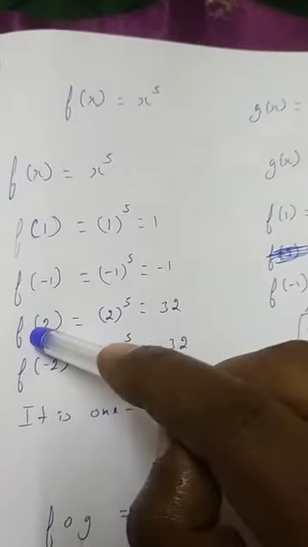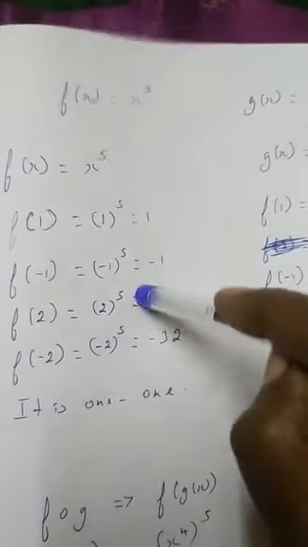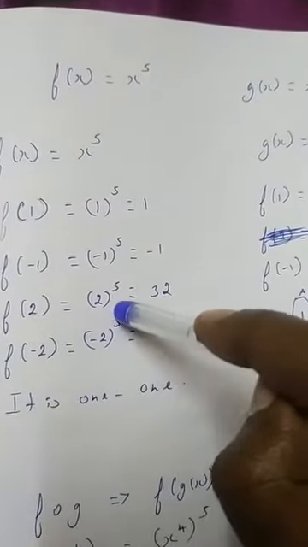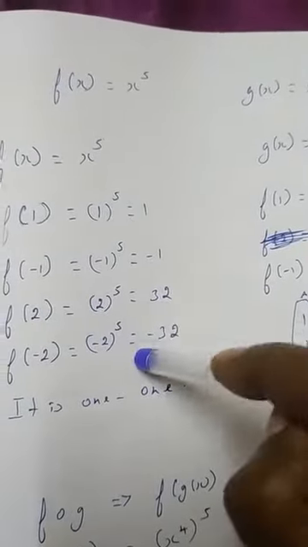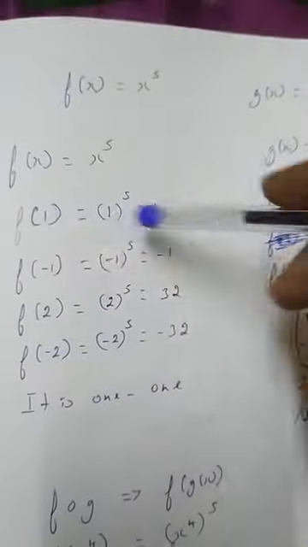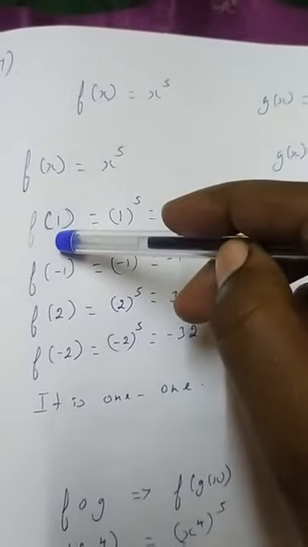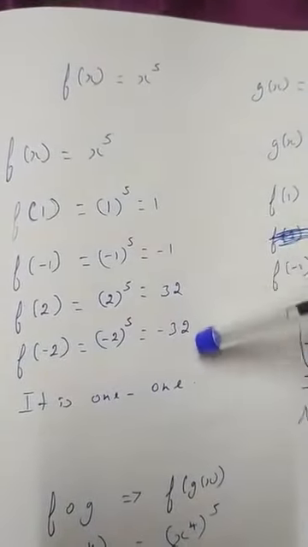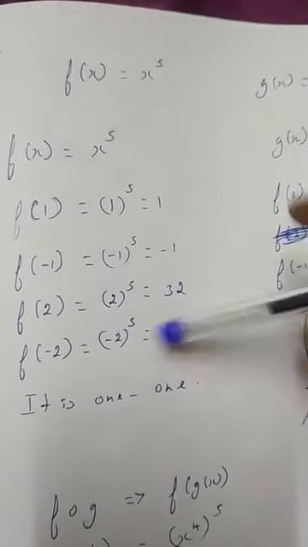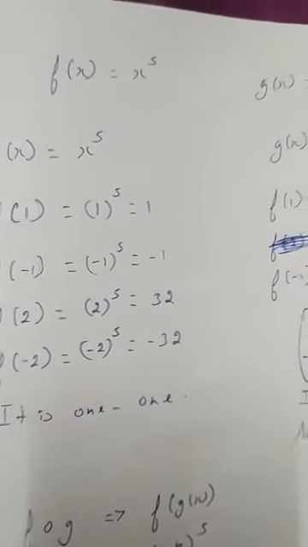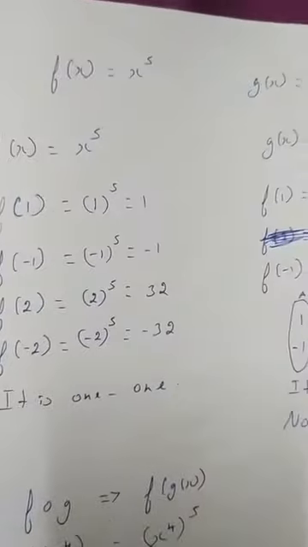So minus 1 power 5 is minus 1. Again 2 power 5 is 32, and minus 2 power 5, a negative number with an odd power, has a negative answer. So here it is very clear: if I substitute any values for x, we will have different values for y, distinct images. 1 is different and minus 1 is different, 32 is different, minus 32 is different. In the same way, if we substitute 3, 4, minus 3, whatever it may be, we will have distinct images. Therefore, this f(x) is 1 to 1.